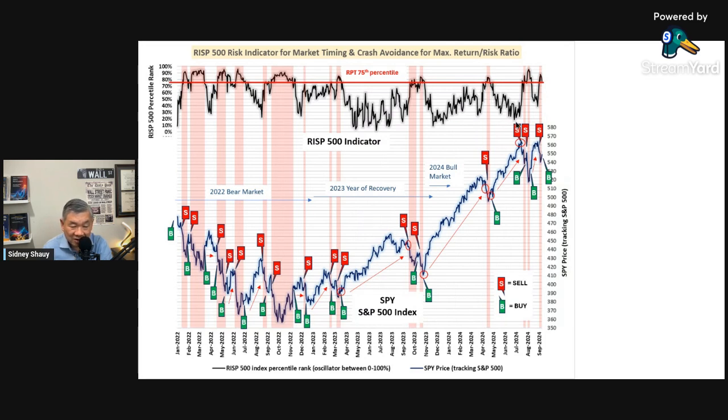That's why we use percentiles, because we put everything in the context of the last 15 years. The last 15 years is the database that produces the Risk 500. So we measure the risk in the context of the last 15 years, and this gives us the guidance that we need in the market. So that's the idea behind the indicator.